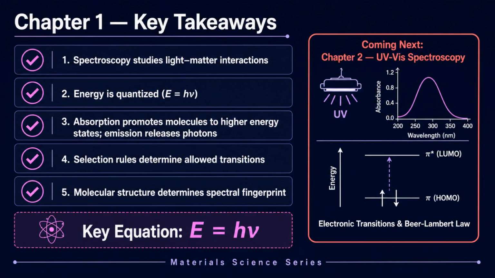Let's recap Chapter 1's key concepts. Spectroscopy studies light-matter interactions. Energy is quantized according to E equals h nu. Absorption promotes molecules to higher energy states, while emission releases photons. Selection rules govern which transitions are allowed. Molecular structure determines the spectral fingerprint. In Chapter 2, we'll dive into UV-visible spectroscopy, exploring electronic transitions and the Beer-Lambert law for quantitative analysis.